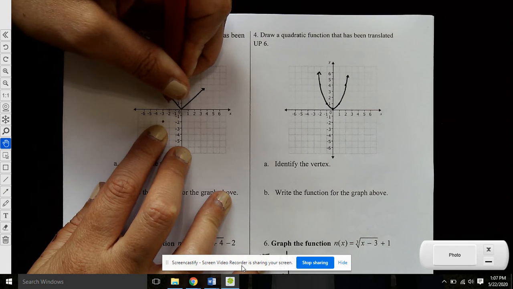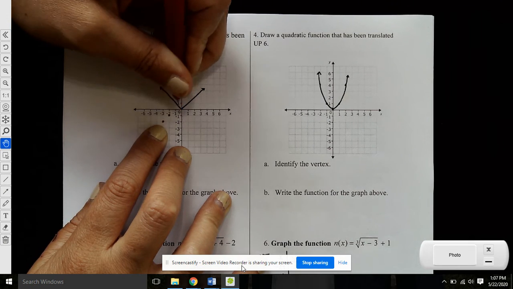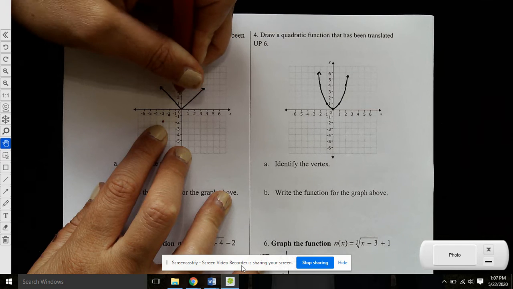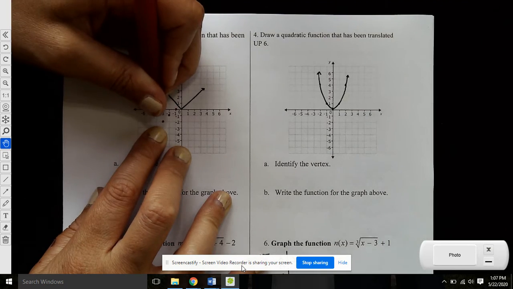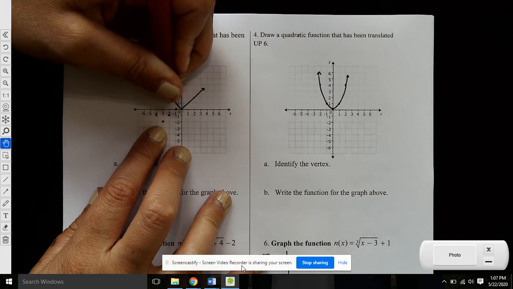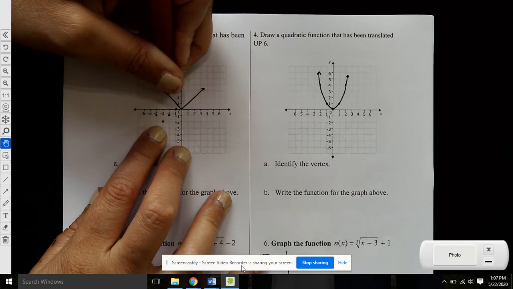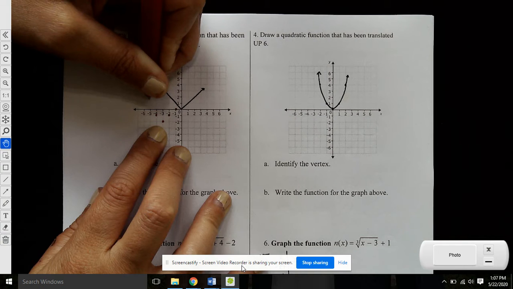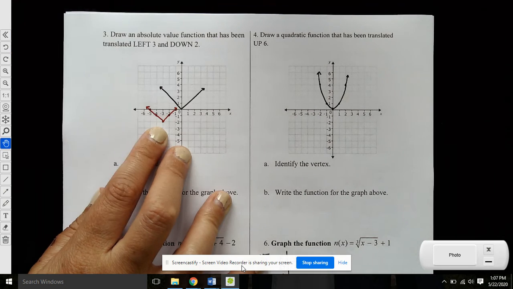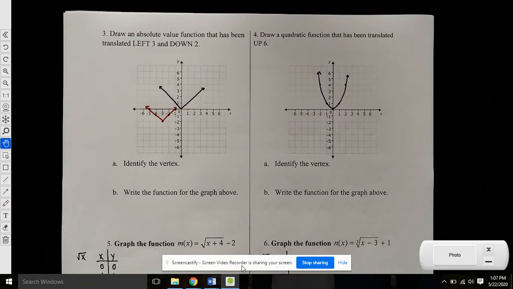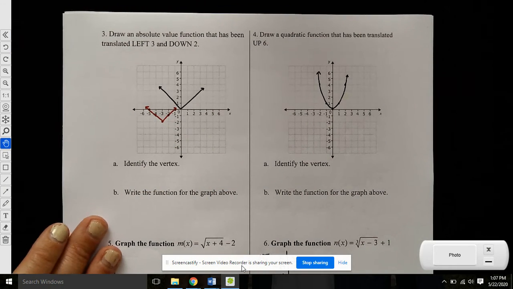1, 2, 3, 1, 2. The next point. 1, 2, 3, 1, 2. And then if I go the other way, 1, 2, 3, 1, 2, and then 1, 2, 3, 1, 2. So here is my new function. The new vertex is -3, -2.